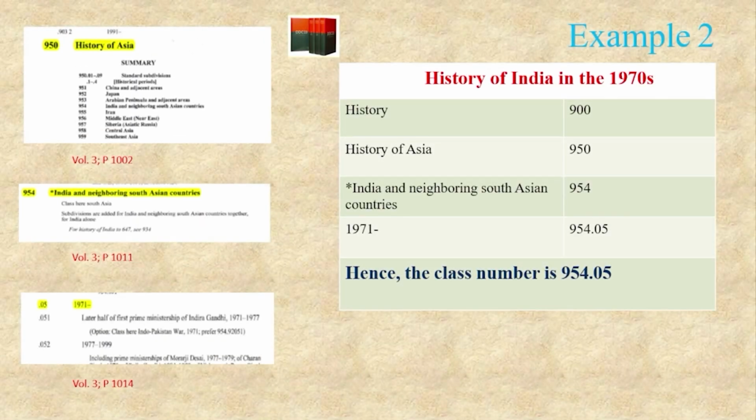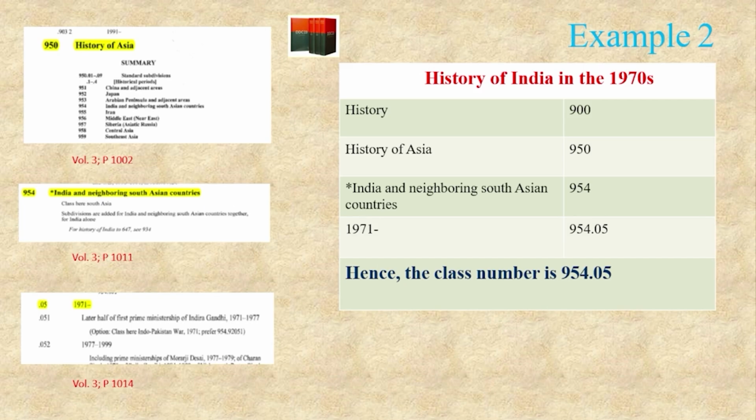Now come to the next example. There is another example, that is history of India in the 1970s. So what will you do first? Step 1, identify key elements. Step 2, determine the main class. And 3, verify if further subdivision is needed. So first, identify key elements. The subject is history, then geographic focus, that is India, then time period. What is the time period here? The time period is 1970s.